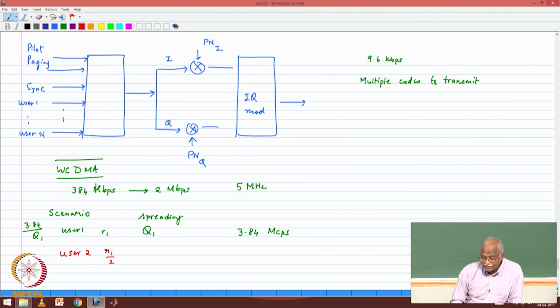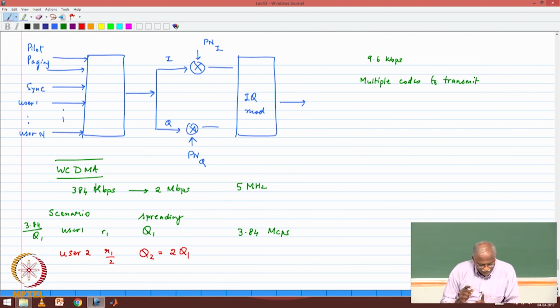Now that's a tricky question. What do you do with this guy? You can do two things. You can take his data and repeat it twice, just like we repeated before, so you get the same data rate and you can apply the same spreading factor. Because his rate repeated twice, it will give you the other thing that wideband CDMA said: I am going to give you Q2, which is 2 times Q1.